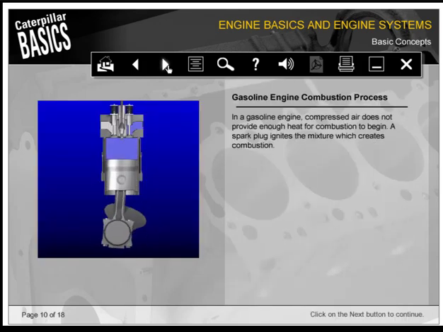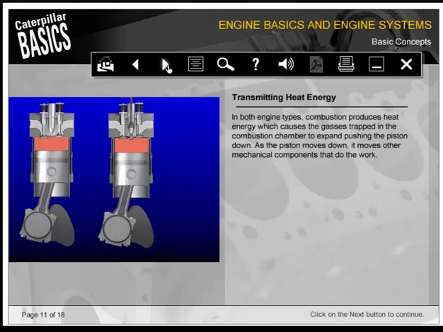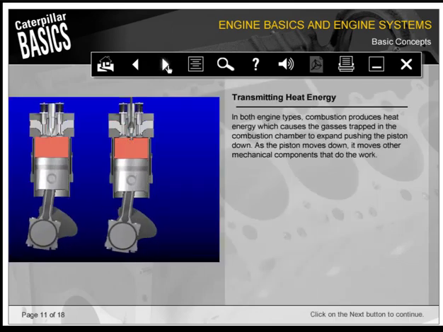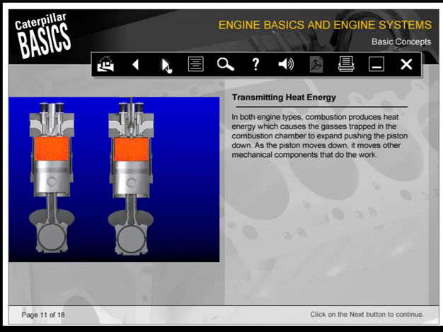In a gasoline engine, compressed air does not provide enough heat for combustion to begin. A spark plug ignites the mixture, which creates combustion. In both engine types, combustion produces heat energy, which causes the gases trapped in the combustion chamber to expand, pushing the piston down. As the piston moves down, it moves other mechanical components that do the work.